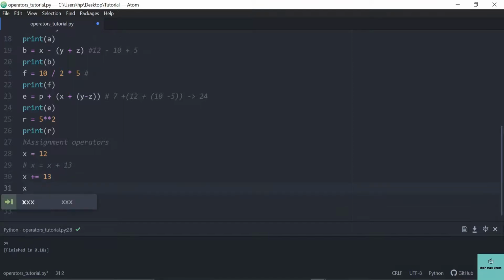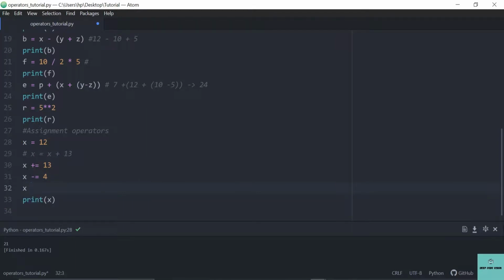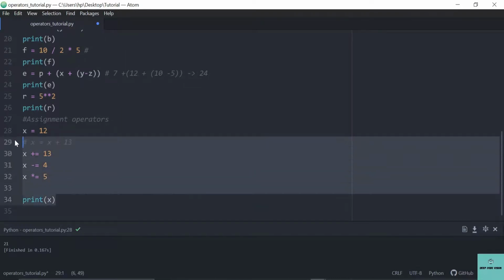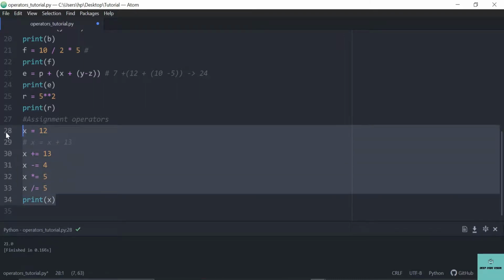Similarly we can have minus equals 4. So that's 25 minus 4, that's 21. Now we also have multiplication assignment, 5. 21 multiplied by 5 should be 105. Perfect. Now we can also have division assignment. 105 should be divisible by 5, so that gives us back the 21.